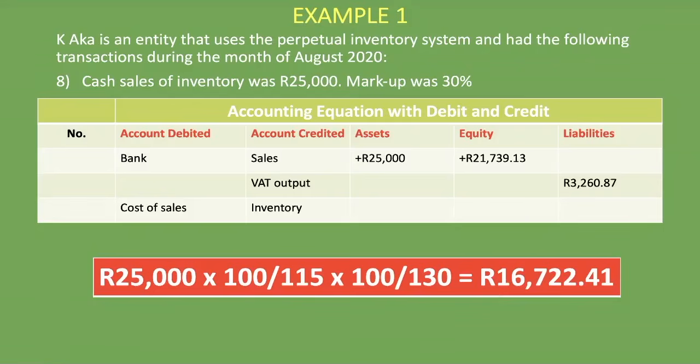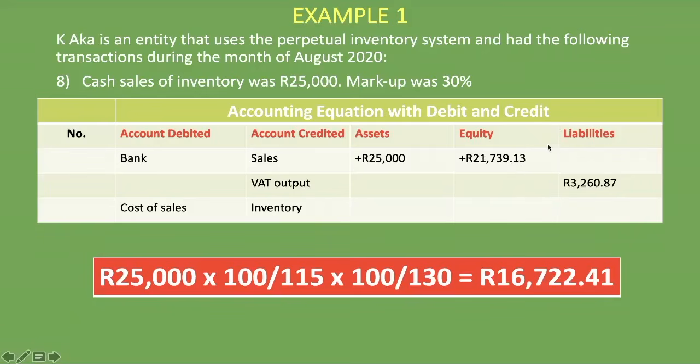Now it can look complicated here, but we did a specific lesson where we looked at margins and markups and how to calculate markups, how to calculate margins, and you'll find the link to that lesson in the description below. But basically what you're taking is your sales amount, which is the 21,739 rand 13 cents, and you're removing the markup.